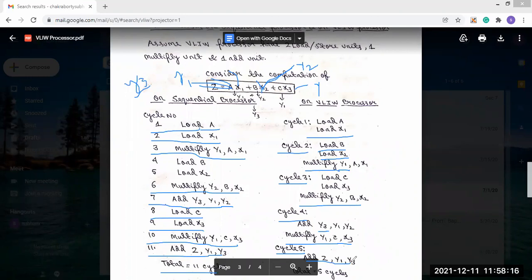So this is the advantage. We say that we require fewer clock cycles, and in this smaller number of clock cycles our instructions get executed, compared to the sequential processor. Okay, clear till now?